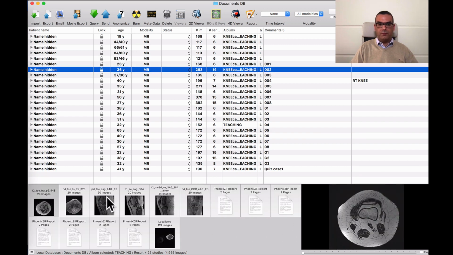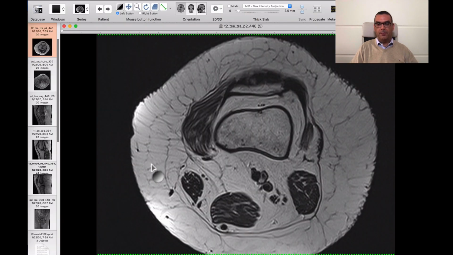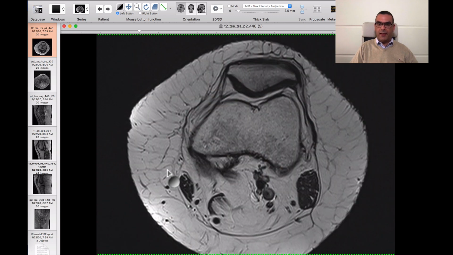Case number 2, we'll start with the axial as we always do.